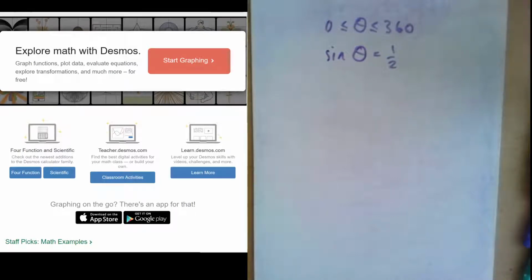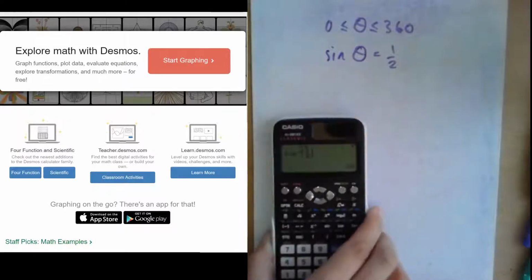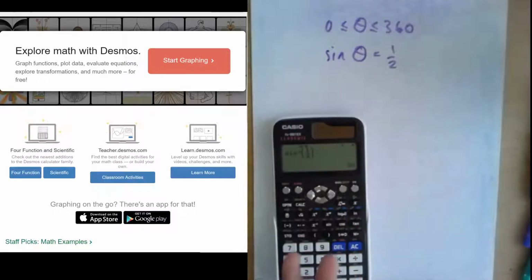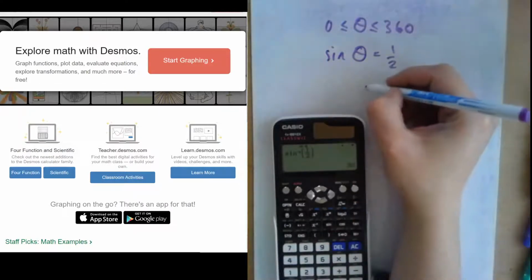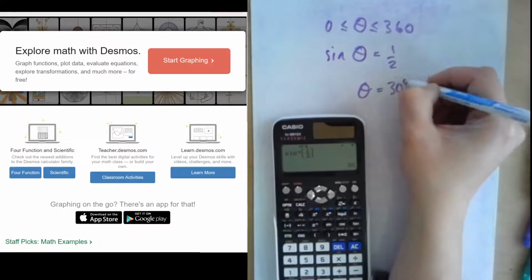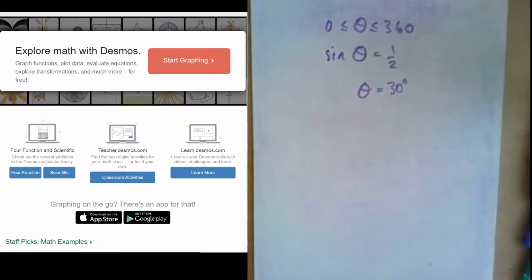Morning guys, so we are going to look at solving trigonometric equations. So if I was to ask you to solve this, what would you do? I have a feeling a lot of you would reach for your trusty calculator and you should get something similar to this. Okay, so that is an answer. Is it the whole of the answer though?